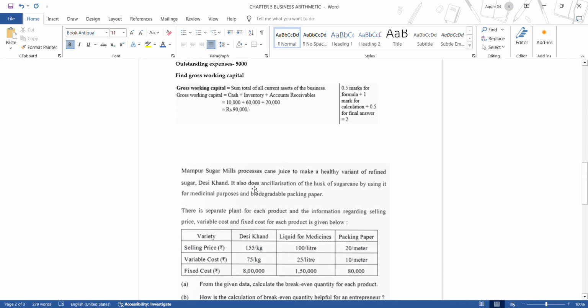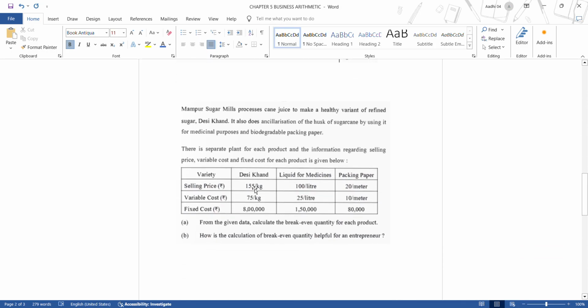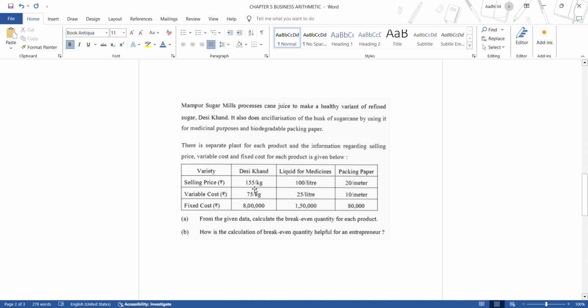Now there is a next question here. I'll only explain the question. You need to find the answer on your own. So Mampur sugar mills process a cane juice for the healthy variant in refined sugar desi khand. Khand means sugar cane. It also does ancillation of the husk of the sugar cane by using for the medical purpose and biodegradable packaging paper. So they never waste the product. They use all the parts of the sugar cane to make for medicines as well as for biodegradable packaging.